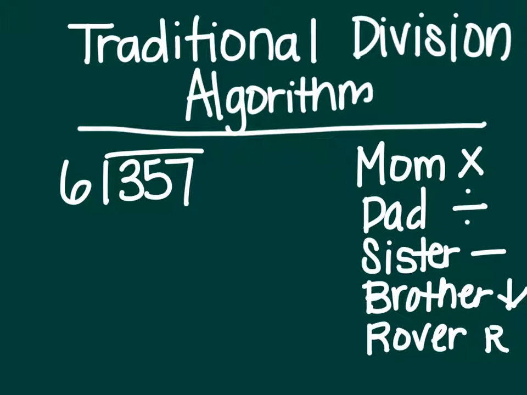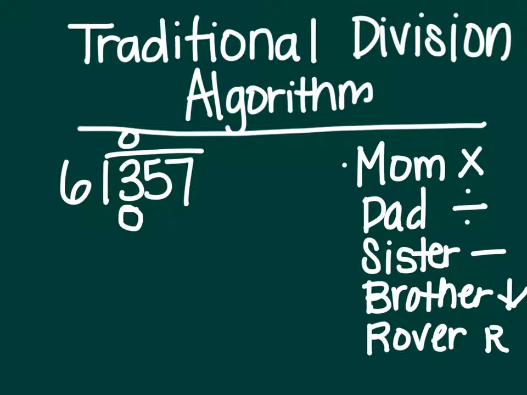So let's start off with this one. We have the dividend of 357, and we're dividing that by that one-digit 6. So the first thing I want to do when I'm using the traditional method is start with the first digit in the dividend, which is 3. I want to ask myself, can 6 go into 3? And I know that 3 is smaller than 6, so the only number that I could multiply to get near 3 would be 0. So I'm using mom, and that 0 times 6 is 0.